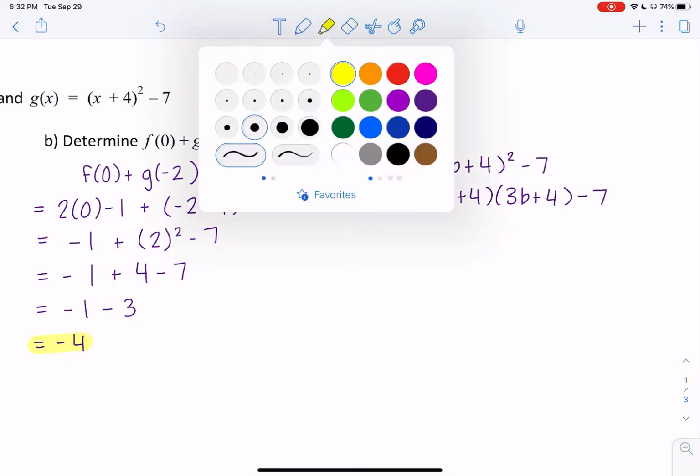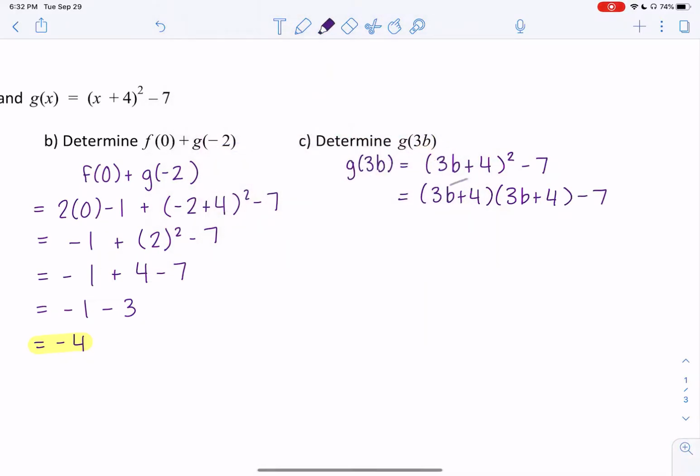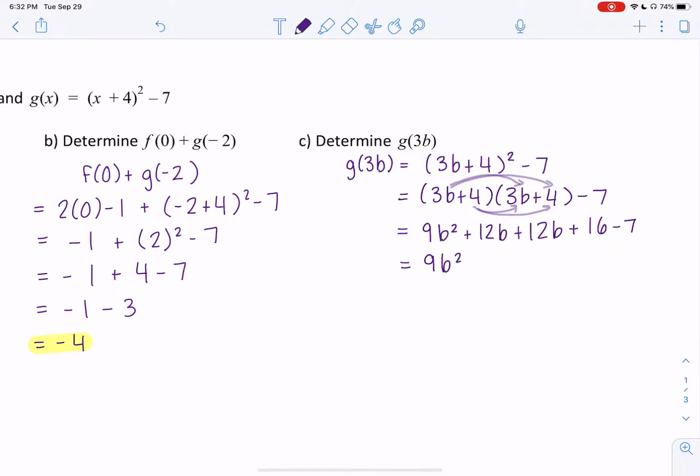And now let's use our FOIL steps to expand that. So we'll have 9b squared plus 12b plus 12b plus 16 minus 7. So then when I collect like terms, I'll have 9b squared plus 24b plus 9. That's my final answer.